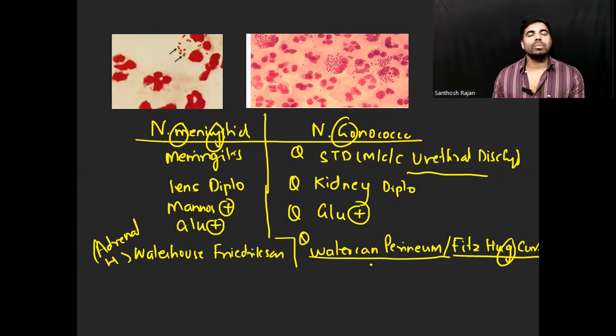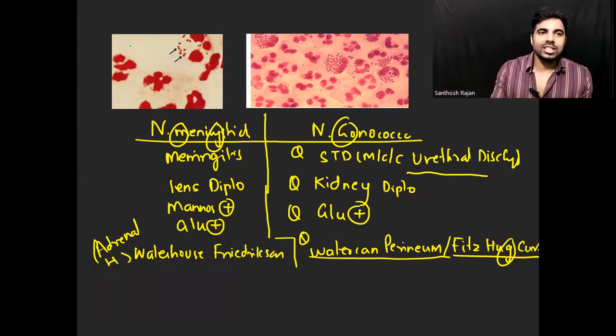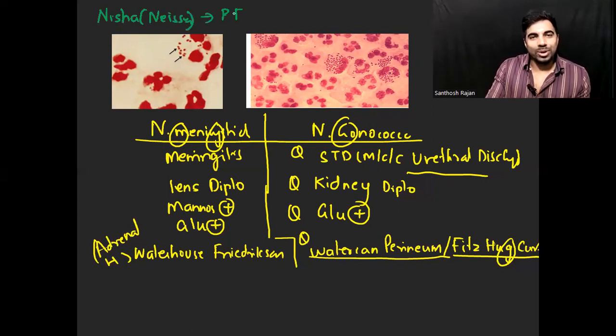But another most important thing from the FMG point of view is the media. What is the media for Neisseria, especially gonococcus? For Neisseria they ask this. How to remember? Nisha is nothing but Neisseria, right? Neisseria is Nisha's boyfriend. Yes, there's no other way. That is the easy way you'll remember. Nisha's boyfriend is Martin. Where is he from? He's from New York. Nisha's boyfriend is from foreign, not local.